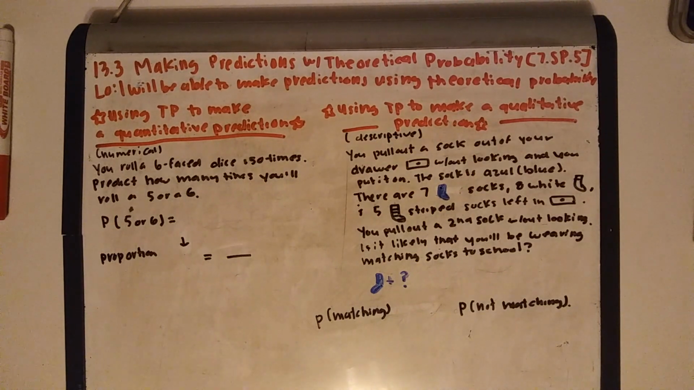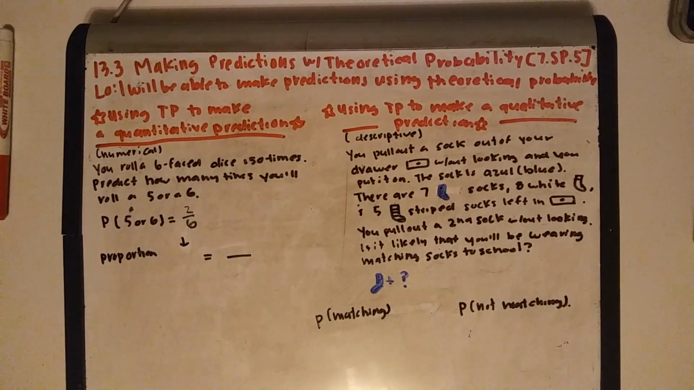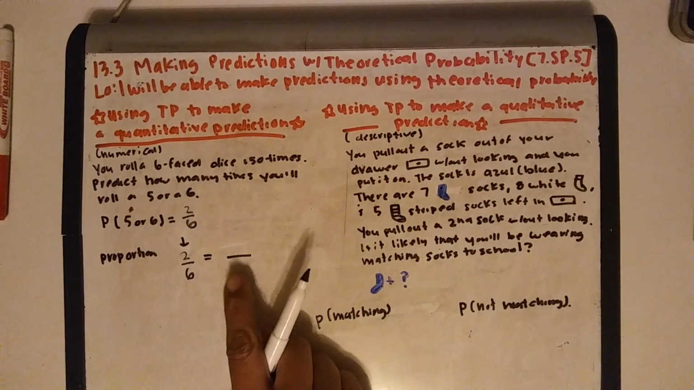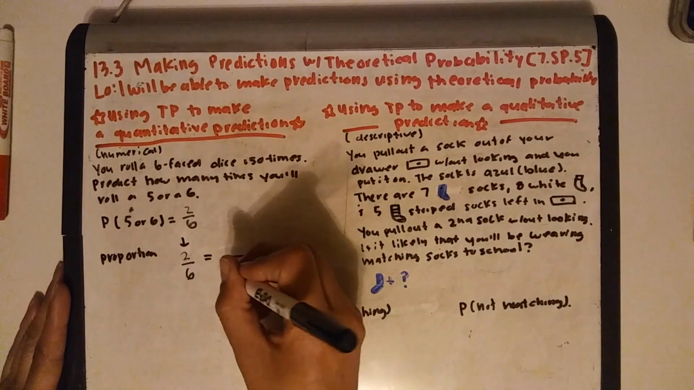So the question is, how many 5s or 6s are there on a 6-faced die? There are 2. There's a 5 and a 6. So then the probability of getting that is 2 out of 6. Okay. So the question is, if you were to roll that die 150 times, how many would you get, either 5 or 6? So then we're going to create a proportion. So I get 2 over 6 equals, and I need to know the total number of times I'm going to roll it. So I'm going to roll it 150 times.